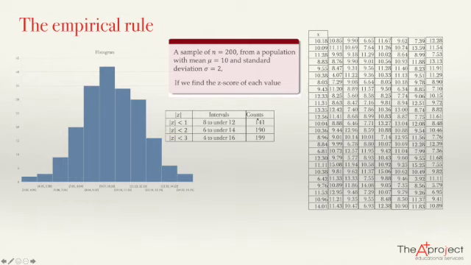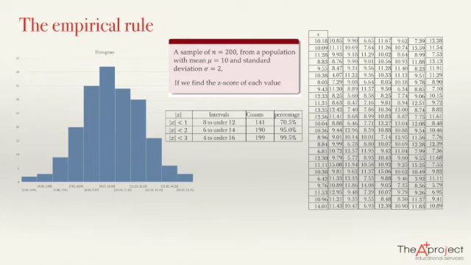So I computed the number of elements that are in each of these. For example, between 8 and 12, there are 141. I used the COUNTIF function in Excel. Between 6 and 14, there are 190, and between 4 and 16, there are 199. Almost all the data, because there are 200 data. In percent, this is 70.5%, this is 95%, and this is 99.5%. And when I see this, now I'm almost sure that this is coming from a bell-shaped distribution.